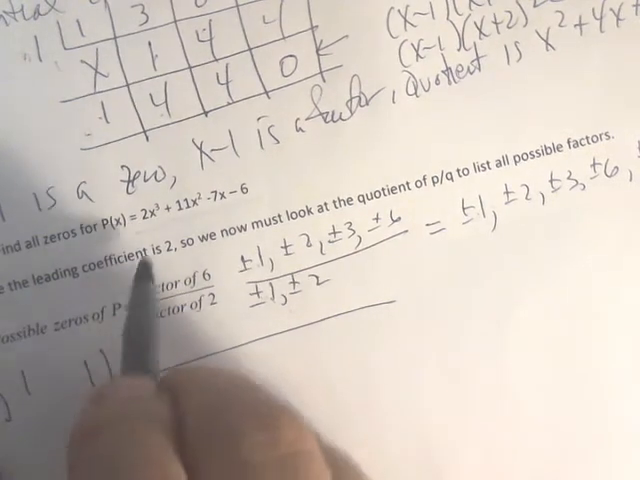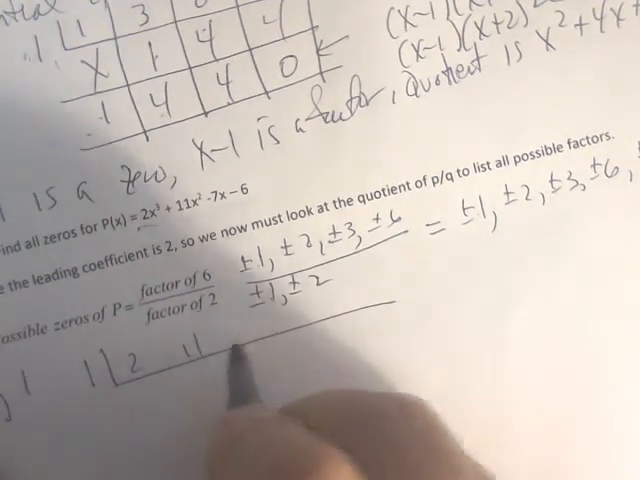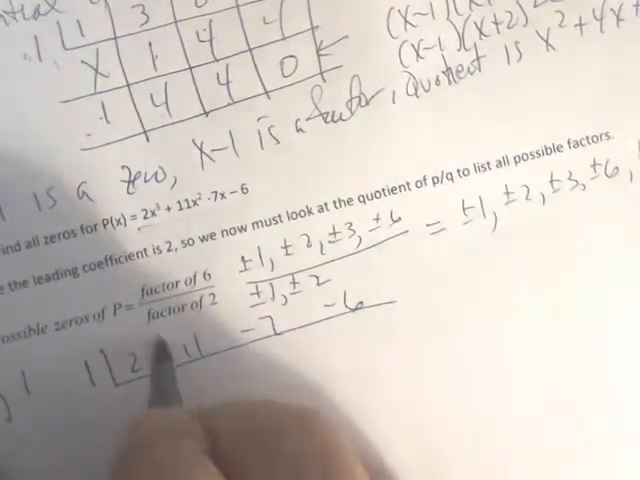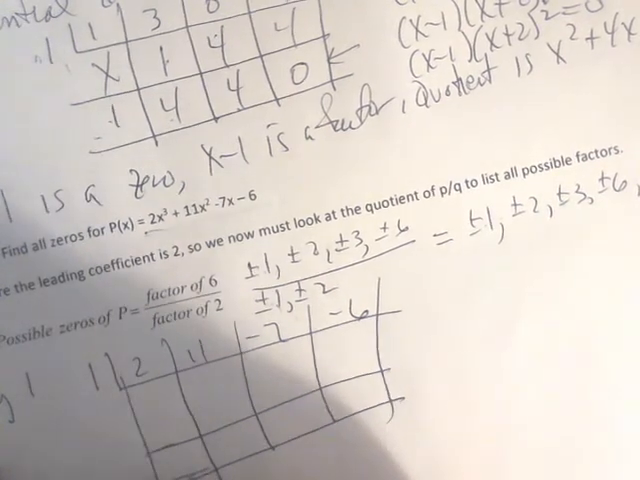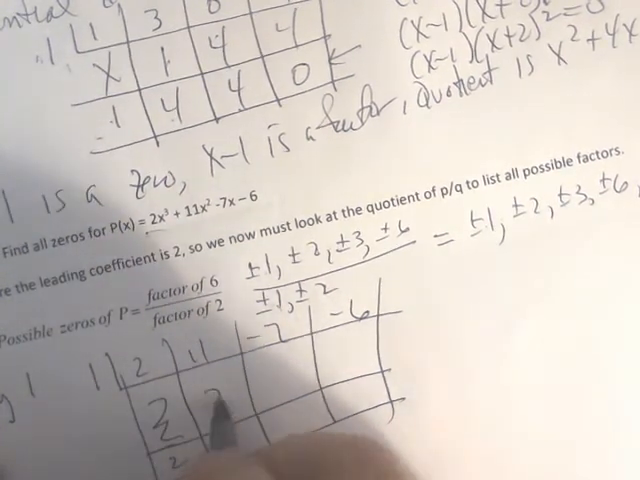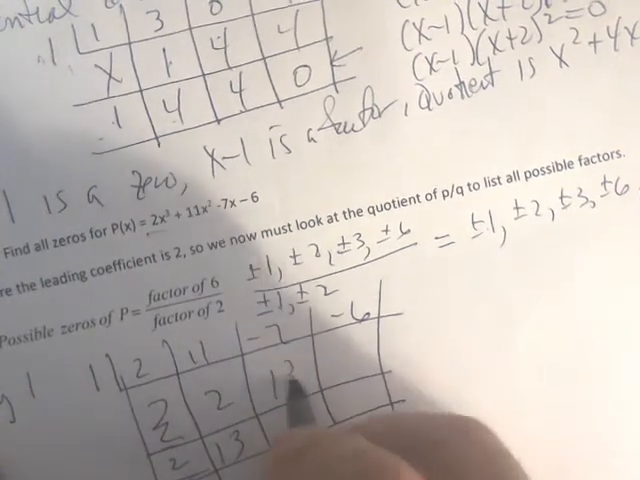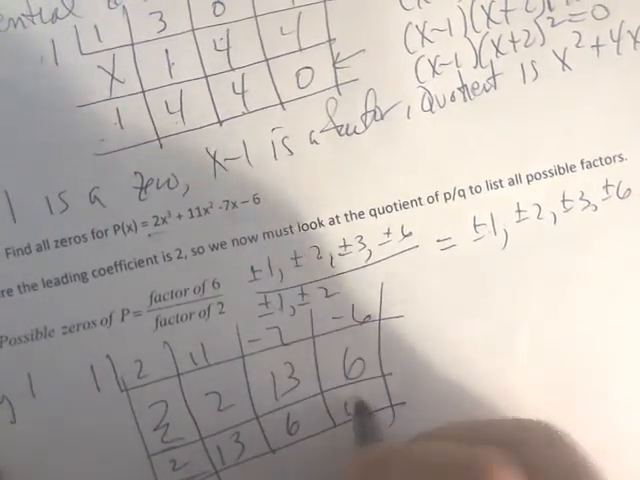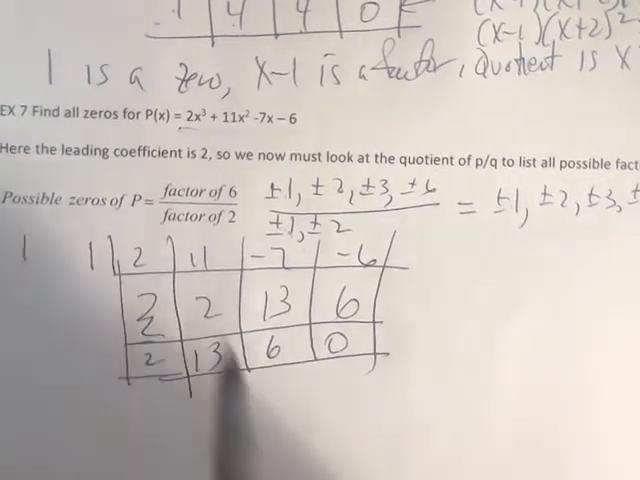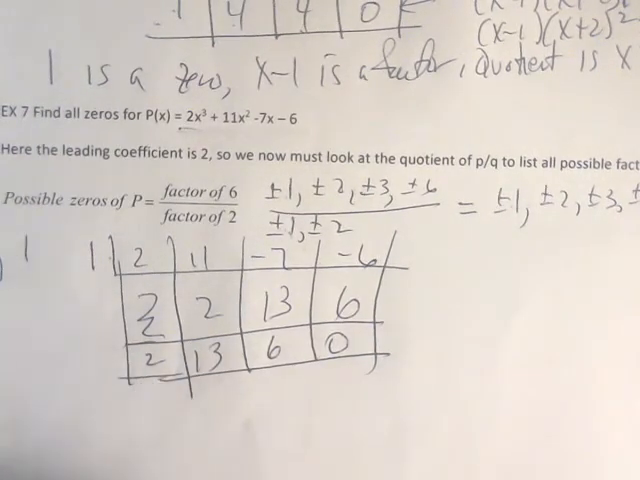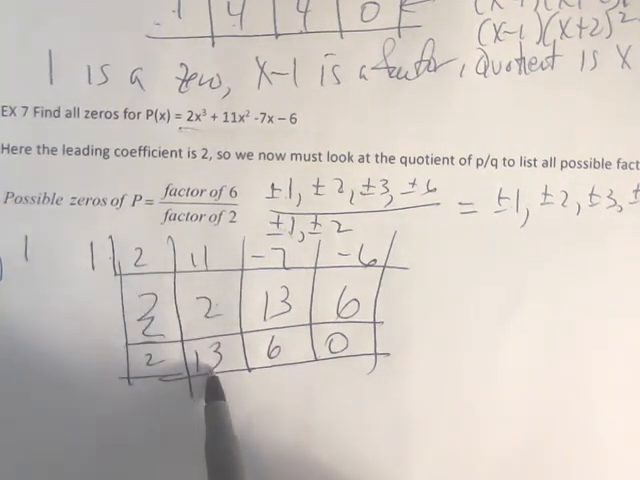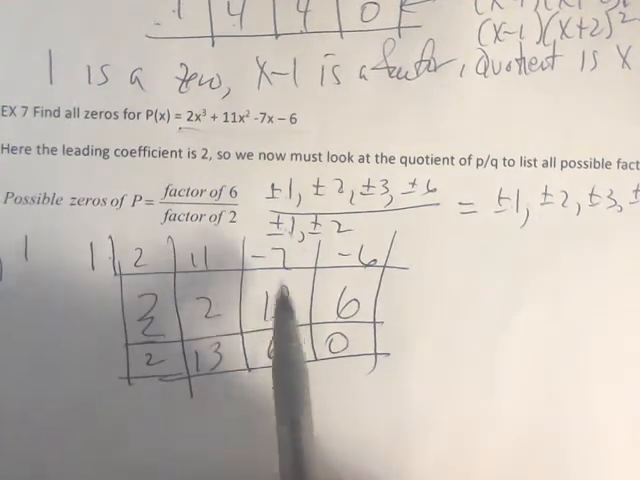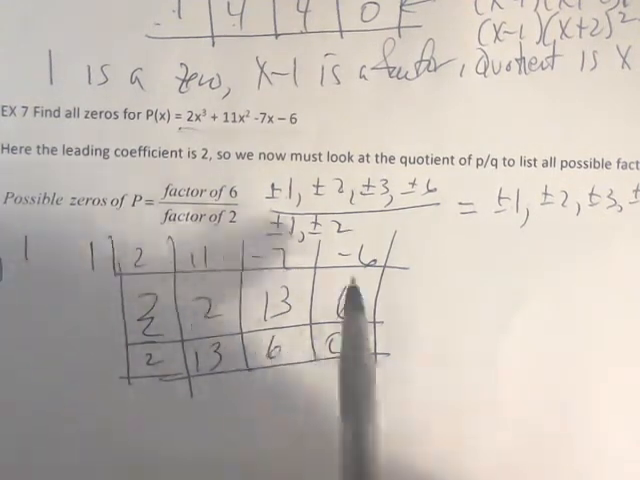So 1, and I've got my coefficients, 2, 11, negative 7, negative 6. Create my boxes. Bring down the 2. 1 times 2 is 2. 2 and 11 is 13. 1 times 13 is 13. Subtract 13 minus 7, which is 6, so on and so forth. I go through all that process. I'm skipping a little quickly just because I don't want y'all on here too long.